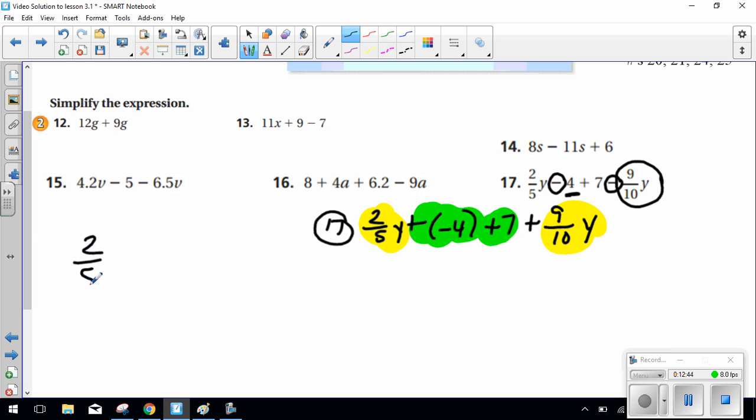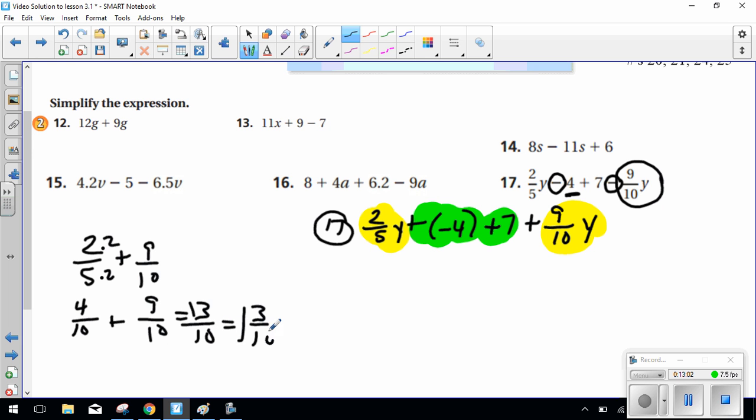I need to take 2/5 and add 9/10. So you guys have calculators. I don't have one in front of me, so I have to do this the hard way, or the long way, I should say. So 13 over 10, which equals 1 3/10. So 2/5 y plus 9/10 y is 1 3/10 y, plus -4 plus 7 is 3. Okay, simplified solution for 17. Let's move on to number 20.